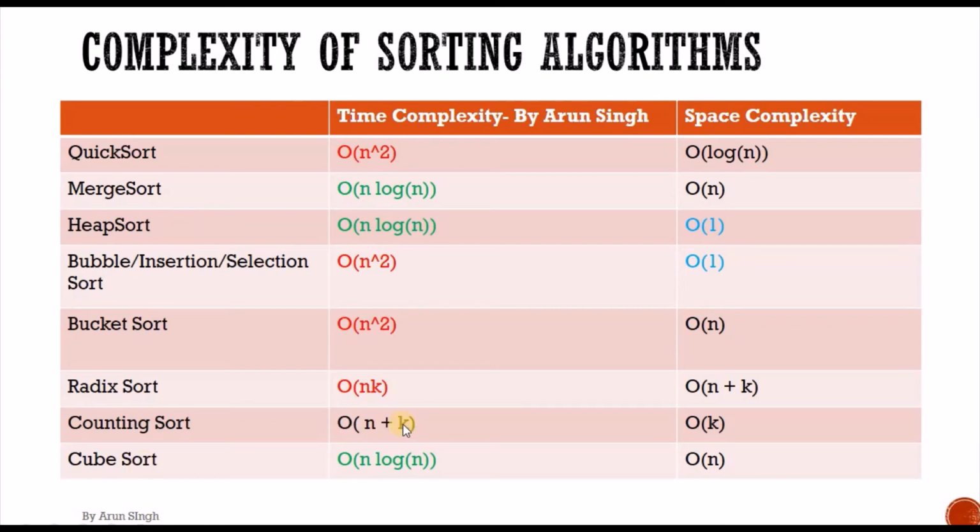But if this k goes very large, then heap sort would be the better choice. So in general, we used to say heap sort is a better choice. Thanks.